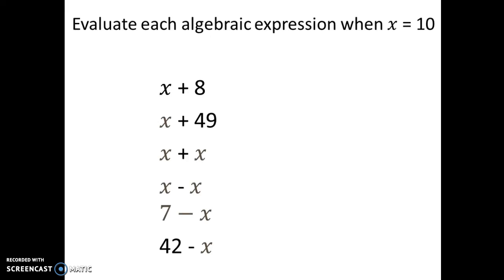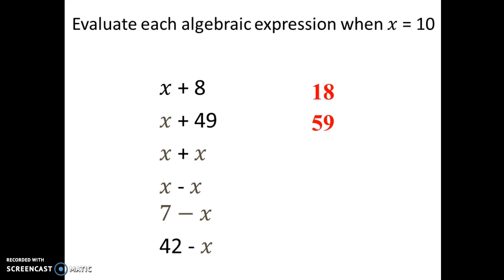Sometimes we're asked to evaluate algebraic expressions. In these expressions that I have here, I'm asking you to evaluate them when x has a value of 10. So for the first one where I've got x plus 8, it becomes 10 plus 8. That answer is 18. The next one, 10 plus 49 is 59.